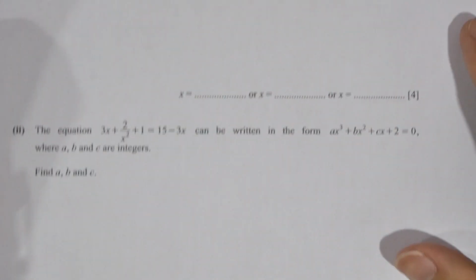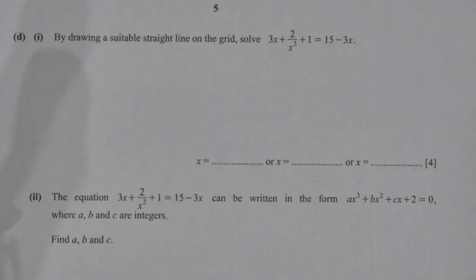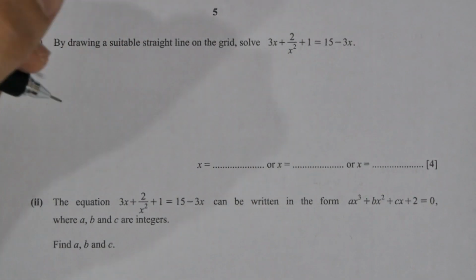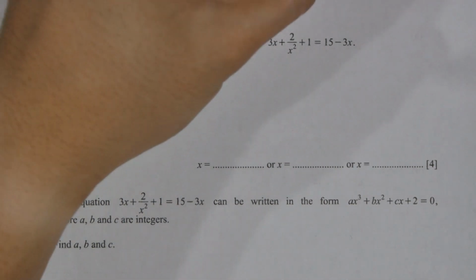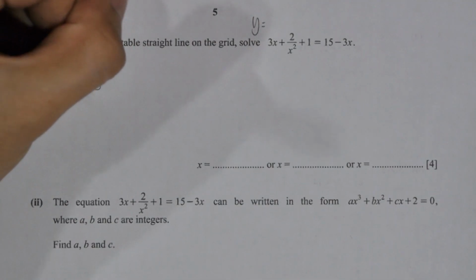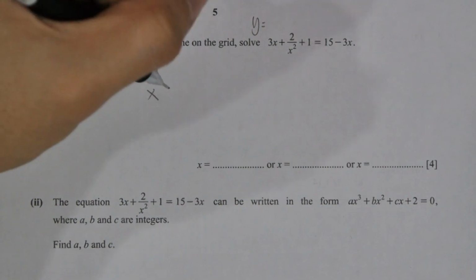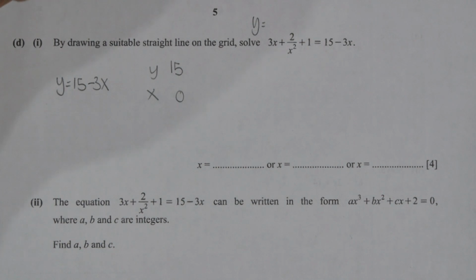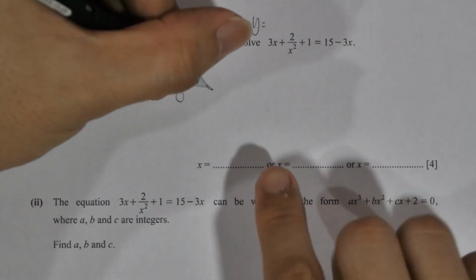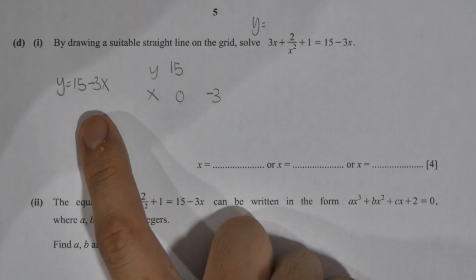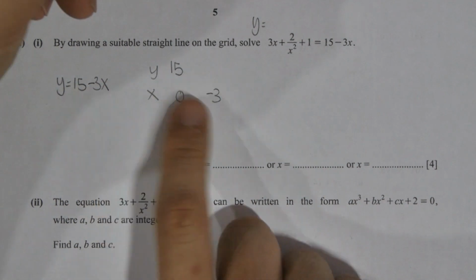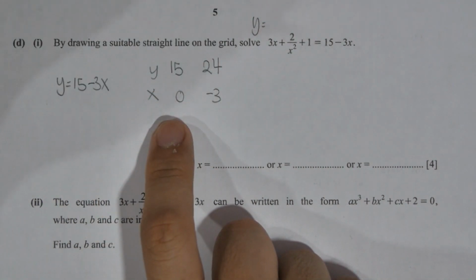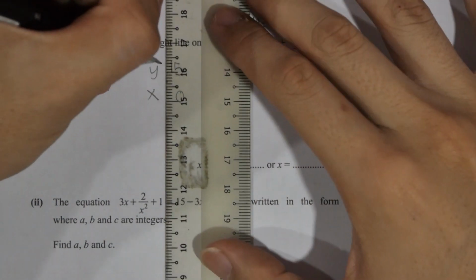So as for the following question, it's actually trickier. So you actually need to know that y equals to 3x plus 2 over x squared plus 1 equals to 15 minus 3x. So you get the new formula, which is y equals to 15 minus 3x. Then you're actually required to set 2 random points, in order for you to get 2 dots and join them together. So I actually chose when y equals to 15. So under what condition will make y equals to 15? Which is when x is 0.